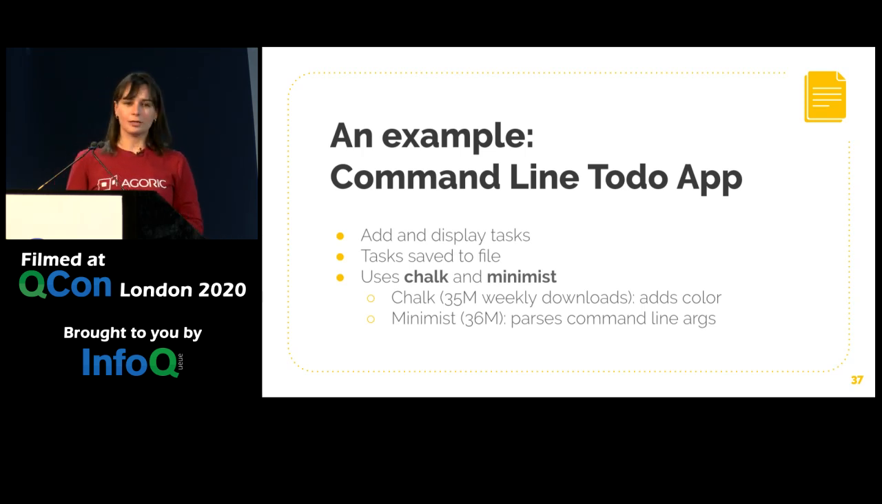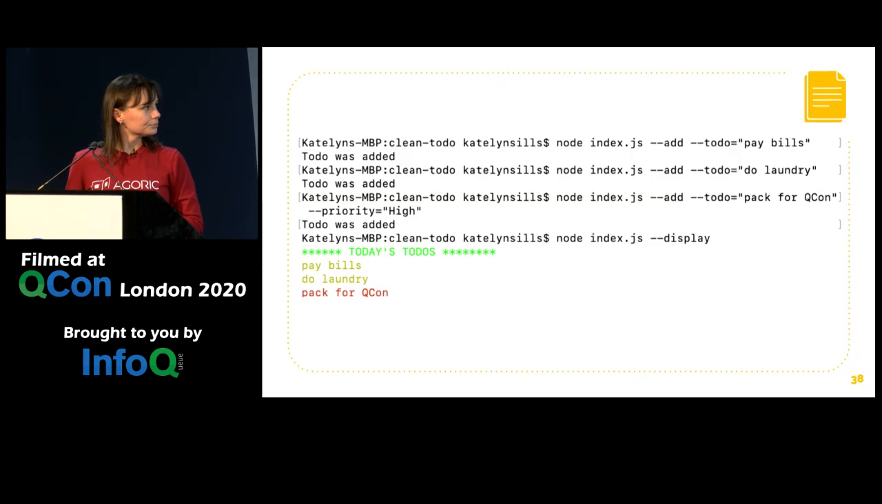And what Chalk does is that it adds color to the console logs. So you might be red, green, blue, whatever it is. And Minimist just parses the command line arguments for us. OK, so here's an example of it in use. Let's add a to-do to pay the bills. Let's add a to-do laundry. And then let's add pack for QCon, and let's set that to priority high. Right? So it'll show up in red.